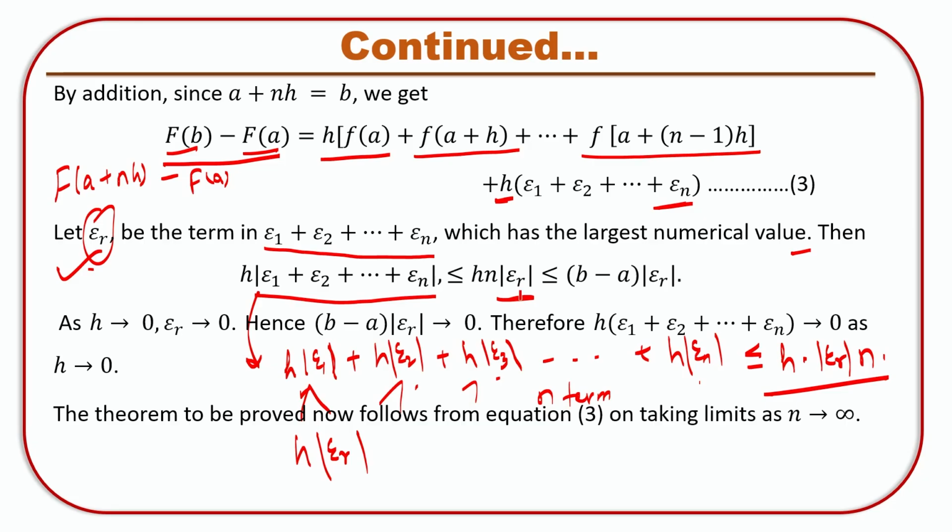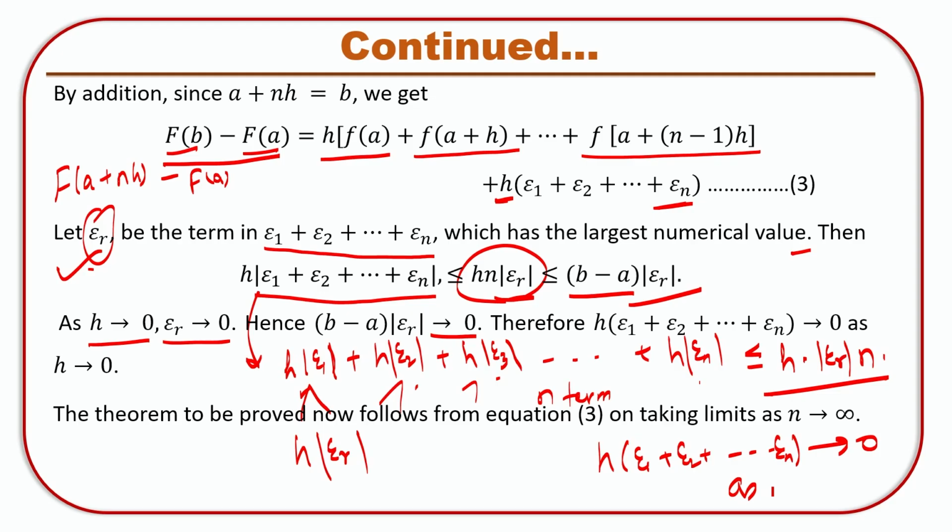So that's what we had written here, and this is less than or equal to how much? h into n is equal to b minus a. So that means (b − a) into epsilon r. As h tends to 0, epsilon r tends to 0, hence (b − a) into epsilon r is also going to be 0. So what will you get? You will get h into (epsilon 1 plus epsilon 2 plus up to epsilon n) going to be 0 as h goes to 0, right? So the theorem to be proved now follows from equation 3 here on taking the limit as n tends to infinity.